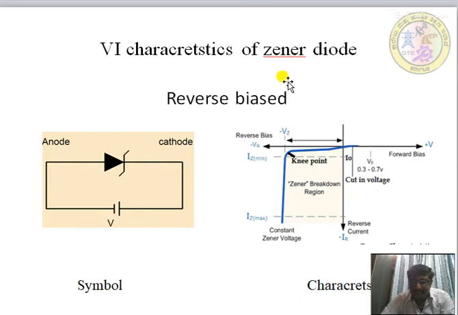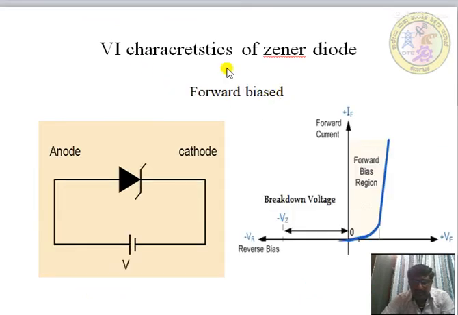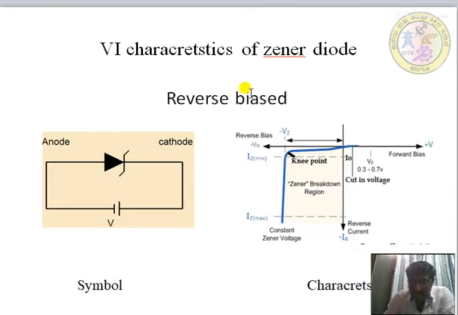The characteristics of a Zener diode in forward bias are the same as a normal diode, so there is not much difference. But in reverse bias, it has a cut-in voltage, the knee point, and this part is known as the Zener breakdown region, and this part is known as the avalanche region.